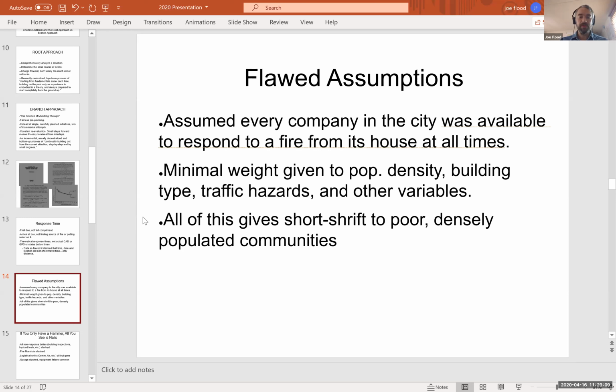What this all added up to was that it really gave short shrift to neighborhoods where you had a lot of fire companies where they were needed. And I'll explain why for a second. Think about this one for a second, okay? A lot of times you will see multiple fire companies in a single building, in a single house.